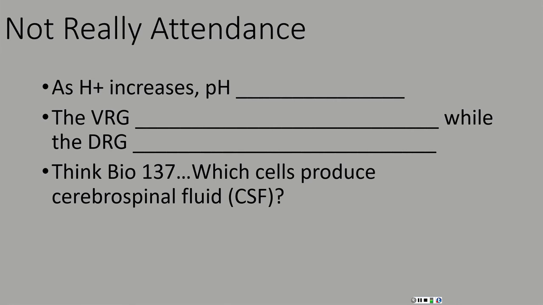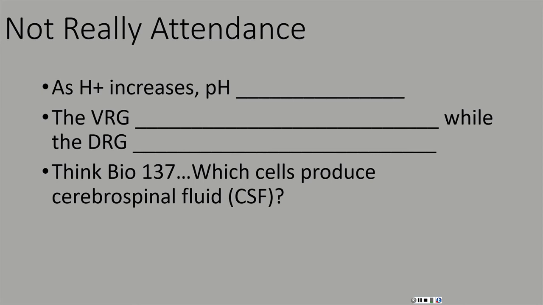As H plus increases, pH does what? The VRG does what, while the DRG does what? And think Bio 137. Which cells produce the cerebrospinal fluid, the CSF? Try to answer those.